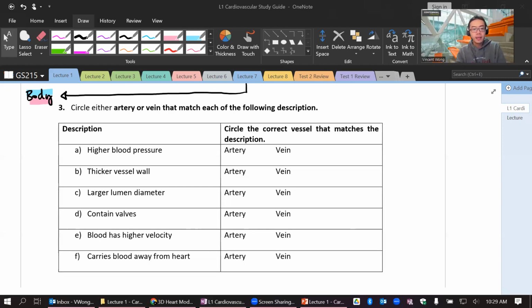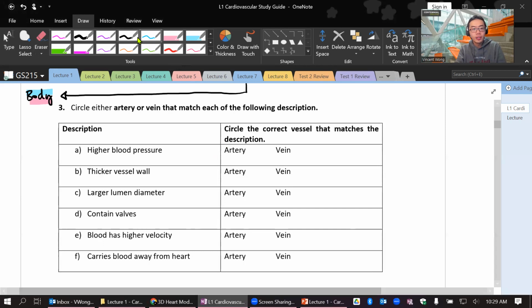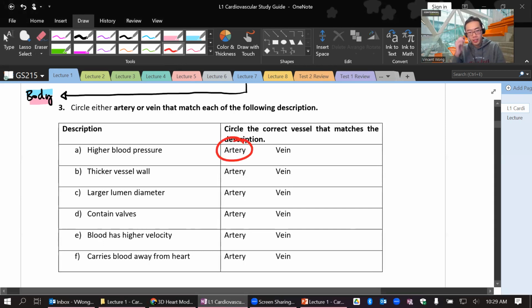Okay, let's take it up. Higher blood pressure, that would be the artery because it's closer to the heart. Thicker vessel wall, that would also be the artery because in order to be able to withstand the high blood pressure, it needs to have a thick wall. Otherwise, it would rupture easily, right? And we don't want that.